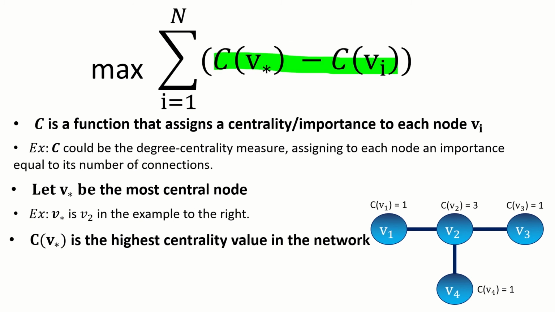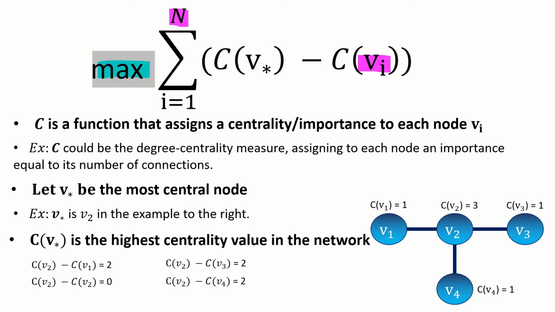And this difference is simply the difference between the maximum centrality value in the network and the centrality of an arbitrary node v sub i. Now, this sum from 1 to n here means that we vary this arbitrary node v sub i on the right over all possible nodes in the network, of which there are n.